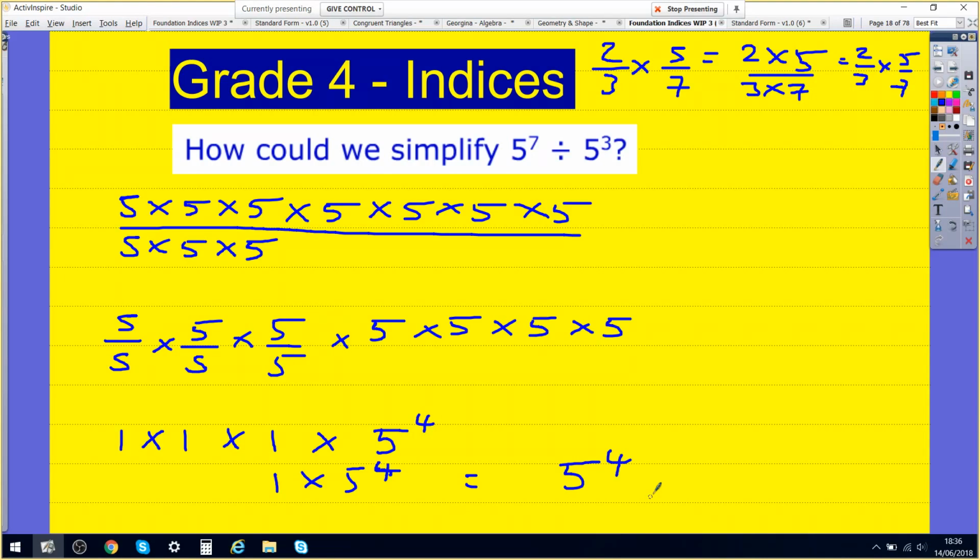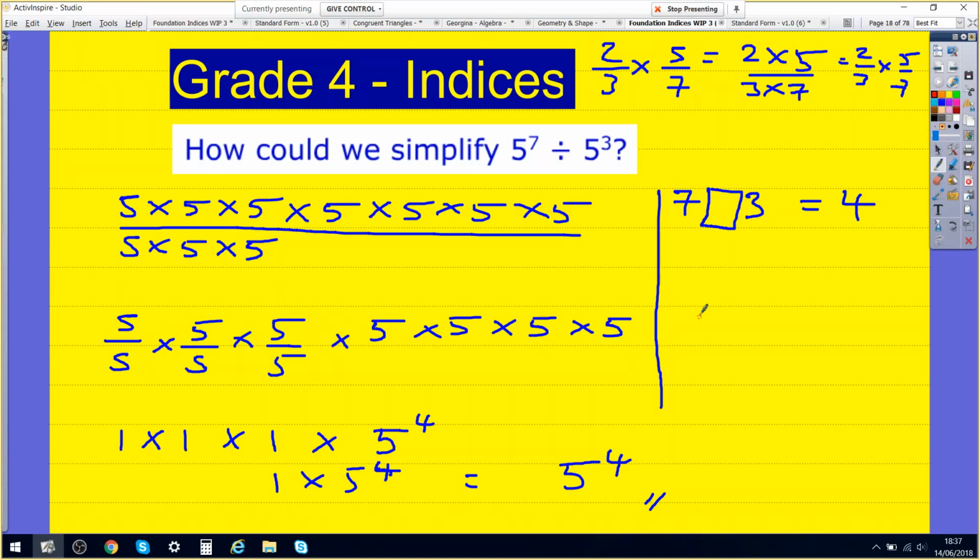What would be the quick way of going from having 7 to the power of 3 times 4? Well, you need to do something to 7 and 3 to make 4. So what would go in the middle?